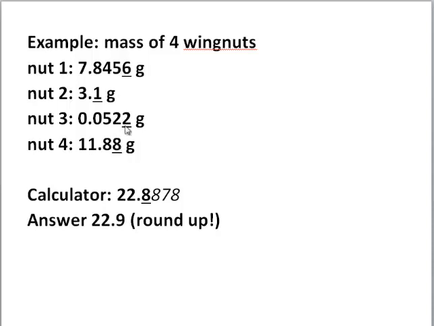If you add all these numbers up on a calculator, you get 22.8878. However, the least precise number is this one, which is uncertain in the 10ths place. This number could be 3.2, for example. If this number is 3.2, the answer would actually be 22.9878 instead of 22.88. In other words, the uncertain digit is not the 10,000ths place, but the 10ths place right here. So the answer should be expressed as 22.9.